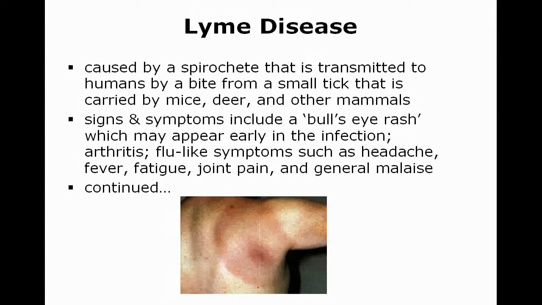The rash will be there, and the rash will actually move from one area of the body to the other. You can see this on the person's back shoulder, and it may disappear from there and then reappear on their abdomen or reappear on their leg. So they start out with the bullseye rash, and then they start having the signs and symptoms of infection, maybe feeling like they have a flu, headache, fever, fatigue, joint pain.